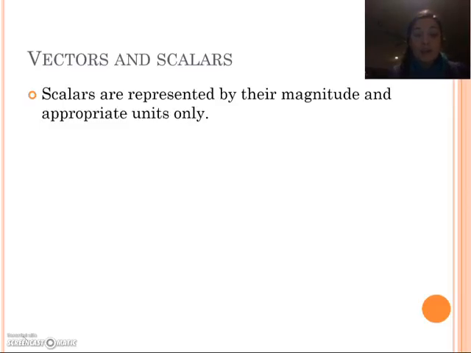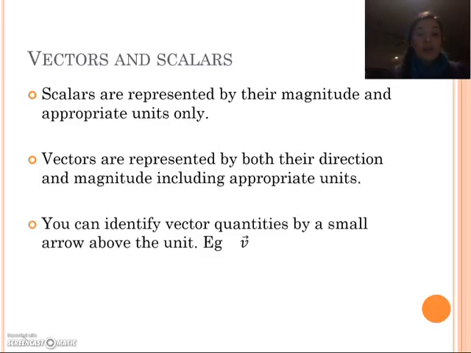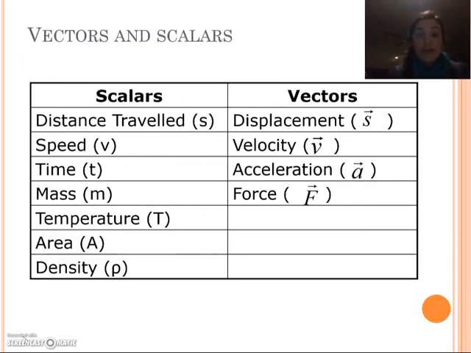So scalars are represented by their magnitude and their unit only, and vectors are represented by both their direction and their magnitude. So a vector has direction as well as a size. Now a vector quantity is usually denoted with a little arrow above. And these are some common scalars versus vectors.